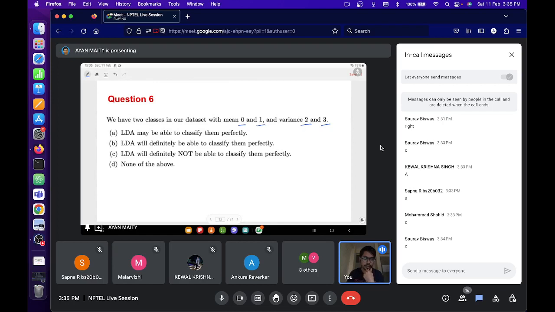Anyone else? A and C has been proposed in the chat. So A is LDA may be able to classify them, and C is LDA will definitely not be able to classify them.